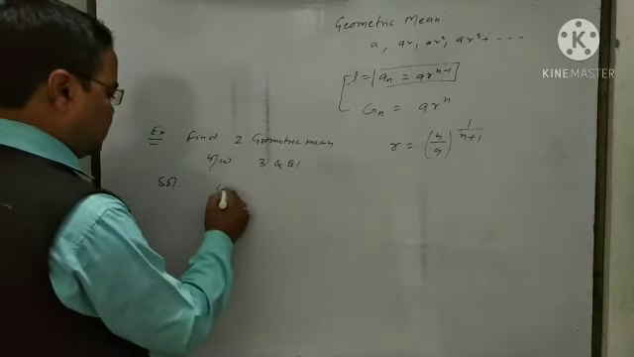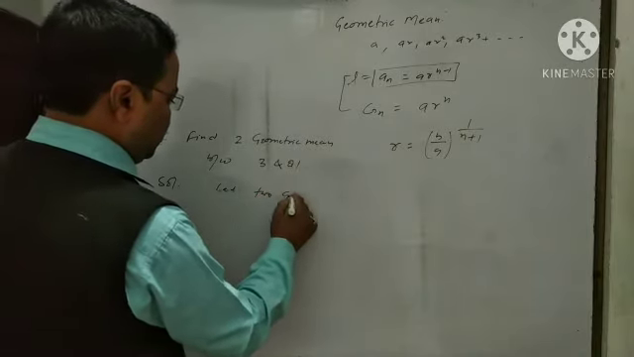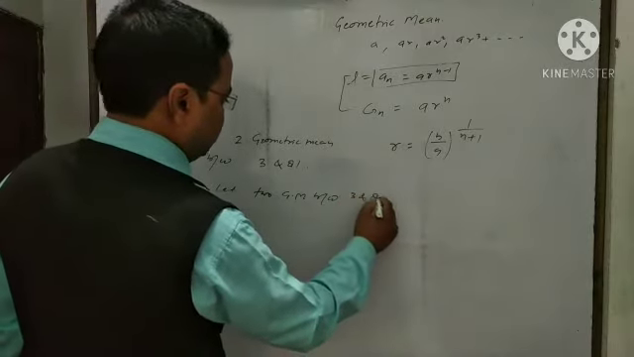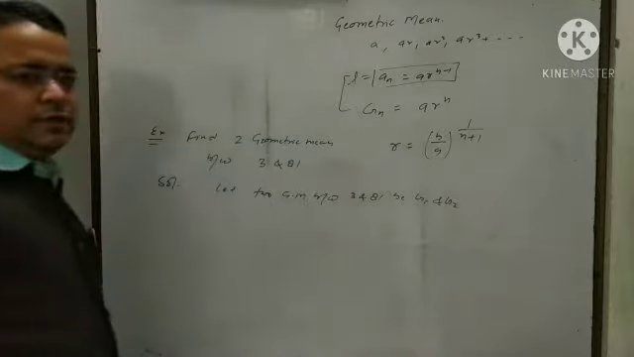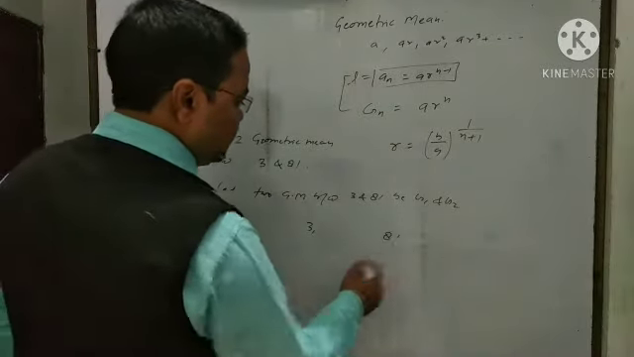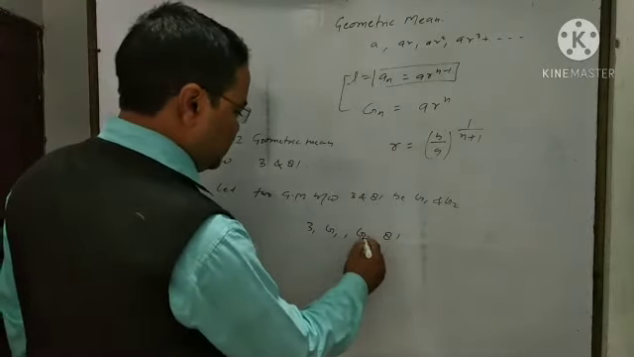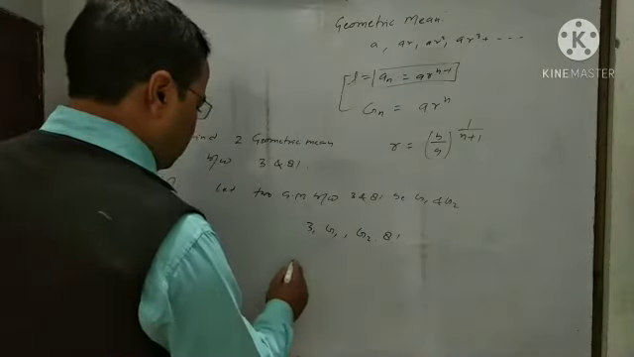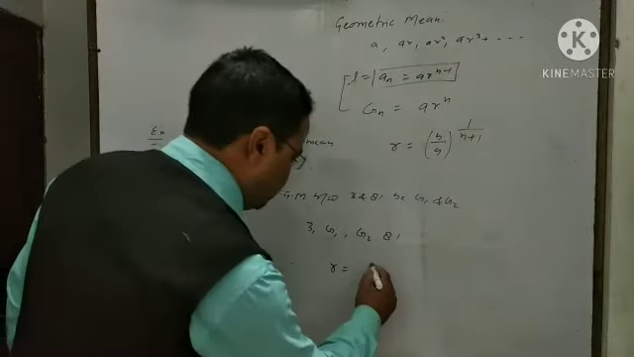Solution: let the two geometric means between 3 and 81 be G1 and G2. Getting? Now here the first term is 3 and the last term is 81, and the first geometric mean is G1 and the second geometric mean is G2. Okay, then common ratio. Therefore common ratio r is equal to what? r is equal to what? b upon a.